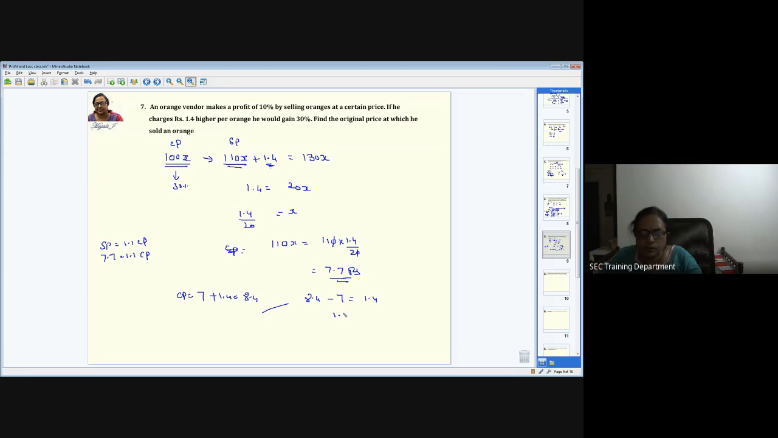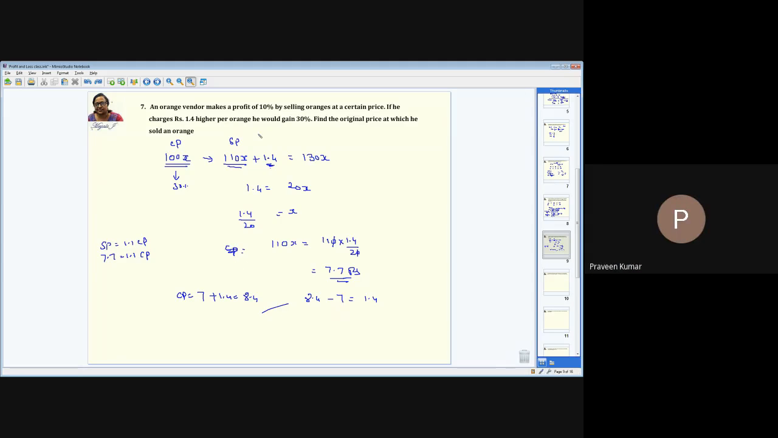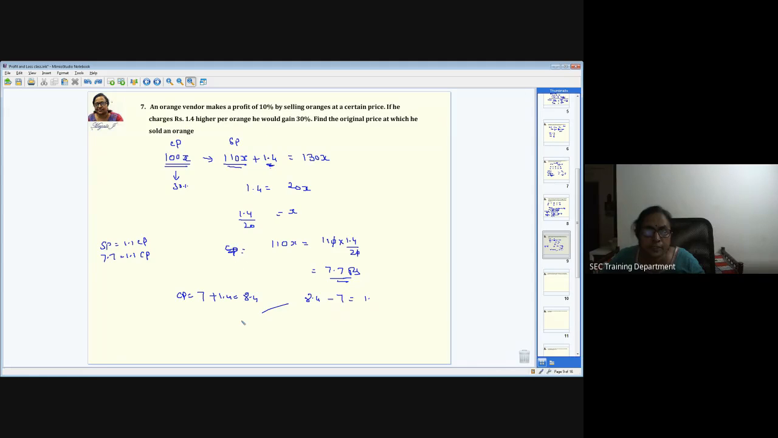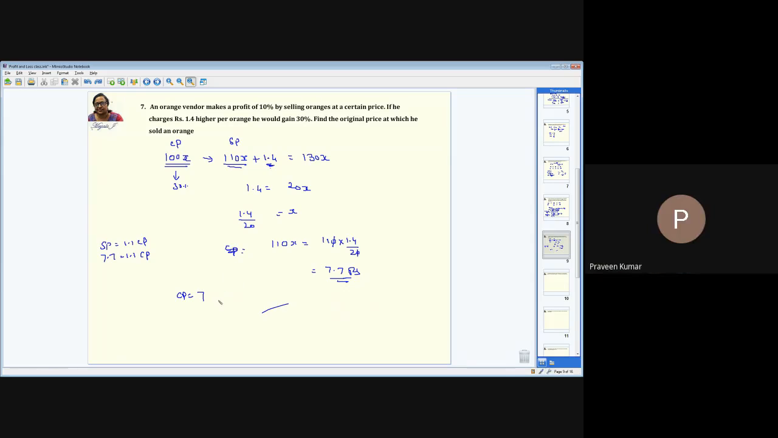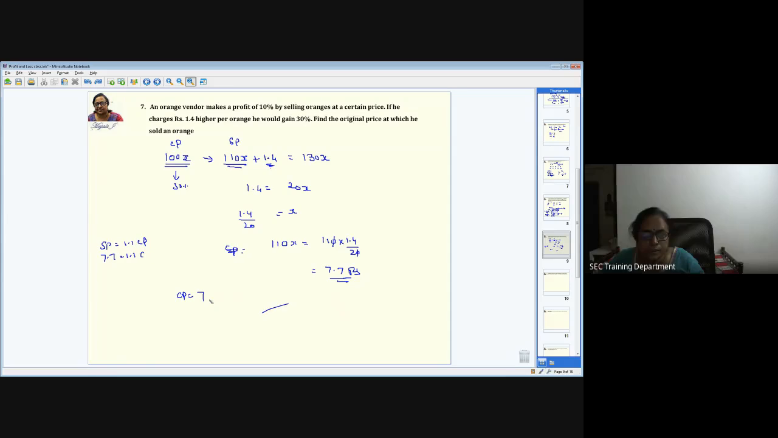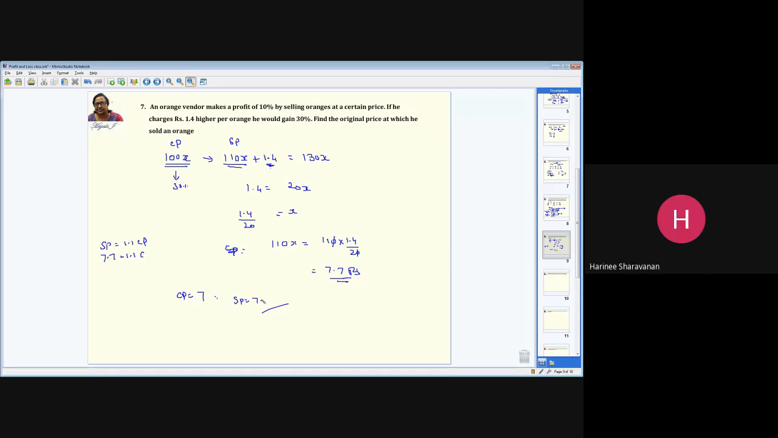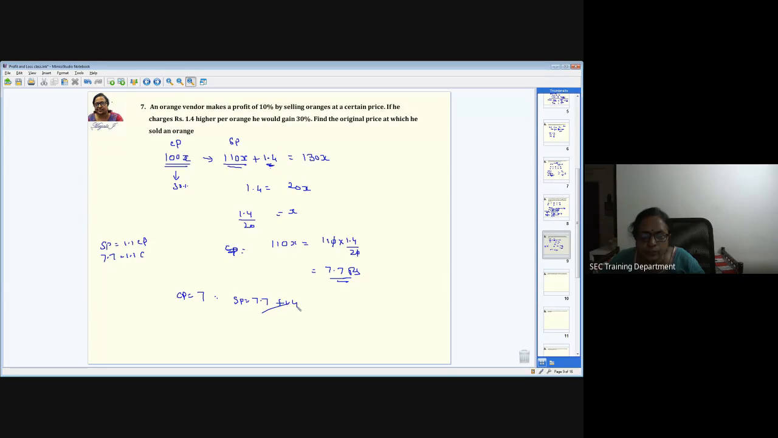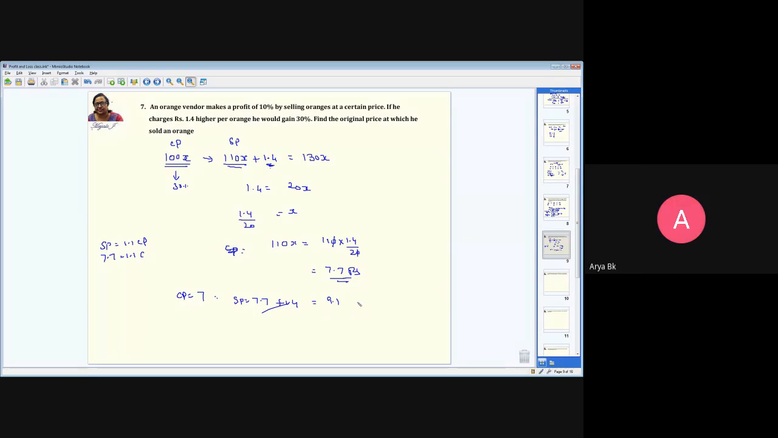No, sorry, I'm making a mistake. It's increasing the selling price by 1.4. The cost price is 7. The selling price was 7.7, then you're adding 1.4 to that. So when you add 1.4 to that, how much is that? 9.1. Now you find the profit.